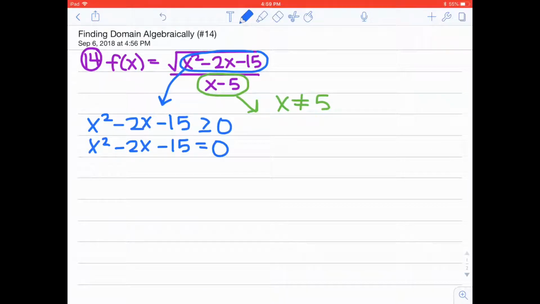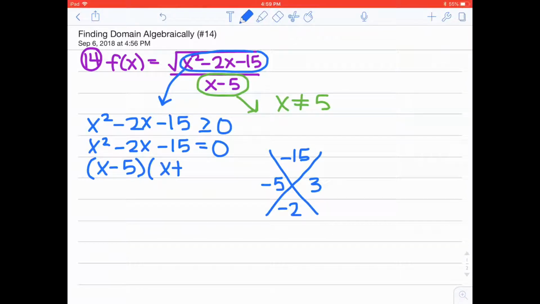So to factor this, I'm looking for two numbers that multiply to negative 15, but add to negative 2. And the two numbers that do that would be negative 5 and positive 3. So I have x minus 5, x plus 3. Okay, so that means that the two x values that I have are 5 and, sorry, 5 and negative 3. And at this point, I know that those are my values for x that would make the inequality equal 0.